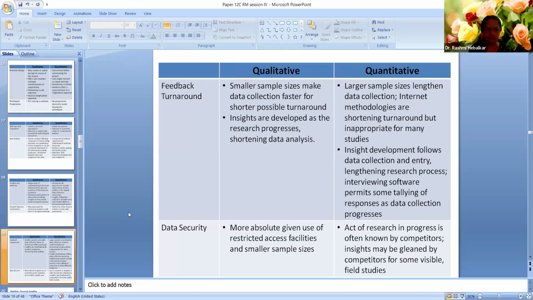I think the last one: smaller sample size in qualitative, bigger sample size in quantitative, and data security. In qualitative, data security is comparatively more, because you as an interviewer or researcher will definitely safeguard the data. And in quantitative, sometimes it is possible that your questionnaire is hijacked, your data is hijacked. Very rarely it happens, but it is possible.